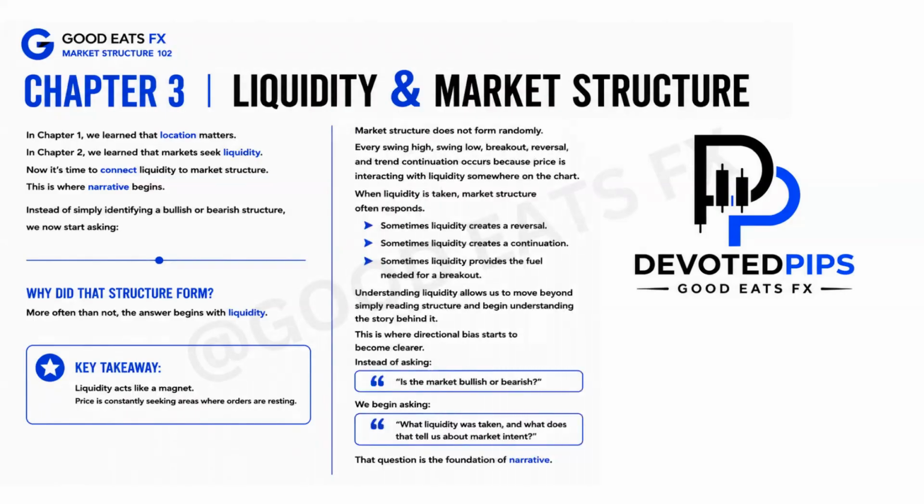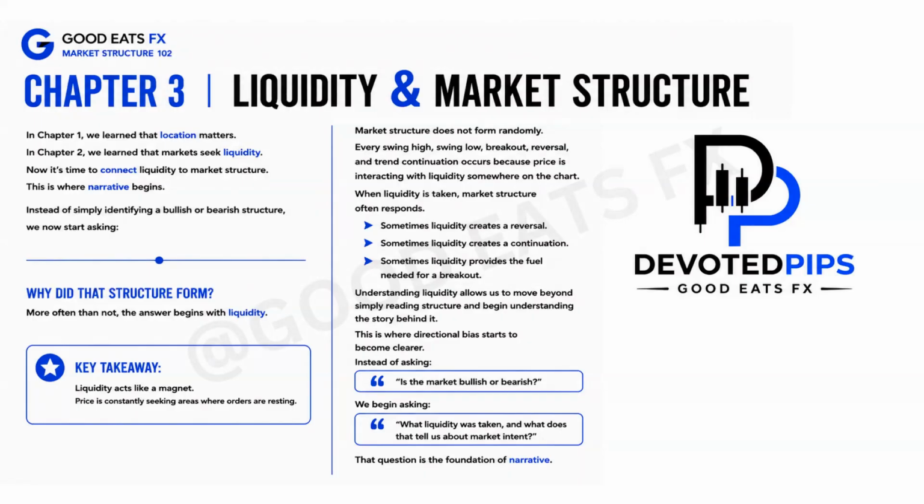Again, I want to emphasize that market structure does not move randomly, and it does not form randomly. Every swing high, swing low, breakout, reversal, trend continuation occurs because price is interacting with liquidity somewhere on the chart. So when liquidity is taken, market structure often responds. Sometimes liquidity creates a reversal. Sometimes liquidity creates a continuation. Sometimes liquidity provides the fuel needed for a breakout. So the key takeaway here is that liquidity acts like a magnet. It's constantly creating areas where orders are resting and price will be seeking those resting orders.